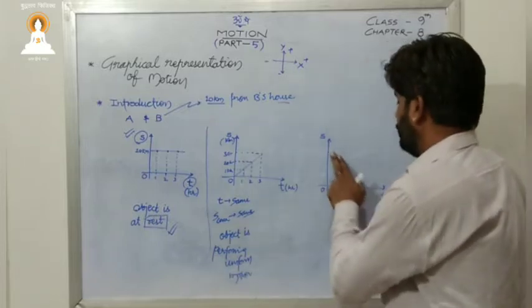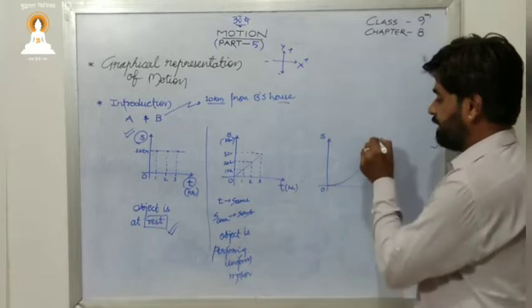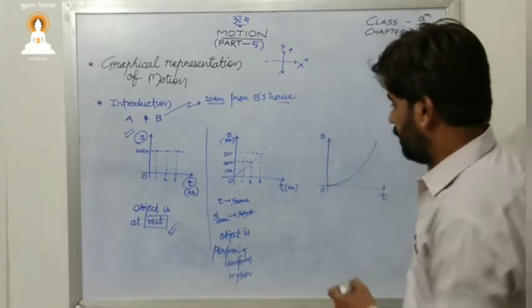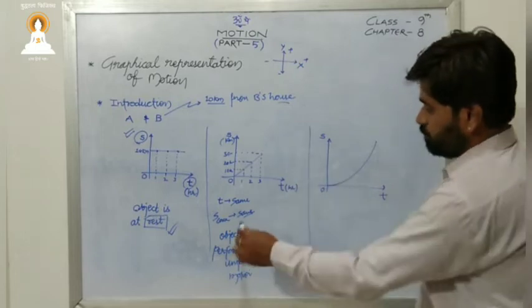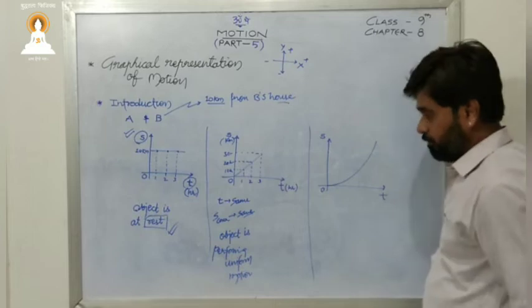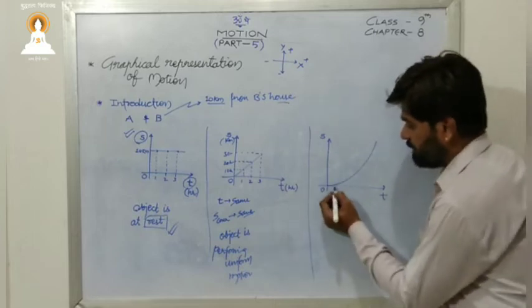Now suppose the graph is like this. This might be okay, we will see that later on. So this is the second case situation, we got it. So the object is moving with uniform motion. Now see, one more situation is there.